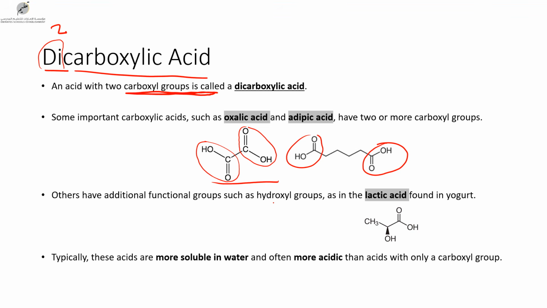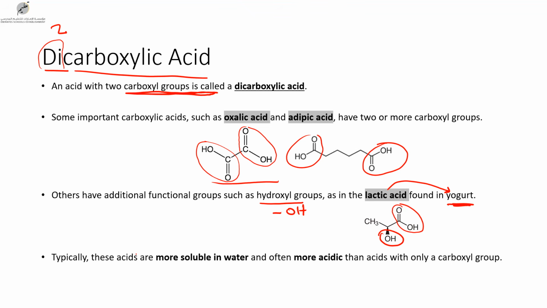So some others can have an additional hydroxyl group. Okay? Like lactic acid. So here you have a carboxyl group and an OH group. Okay? So remember, hydroxyl is the OH group. And this lactic acid is found in yogurt. Okay? It gives the acidity of the yogurt.